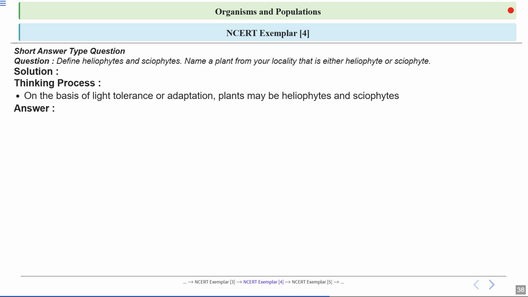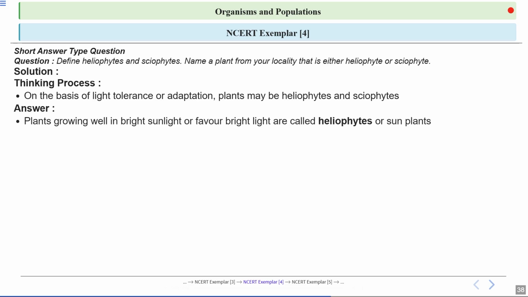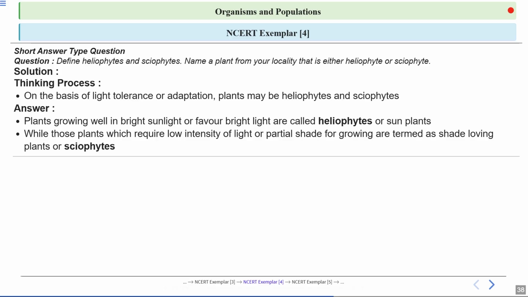Let's have a look at what heliophytes and sciophytes are. Heliophytes, also called sun plants, are those that grow best in bright sunlight. You can think of sunflowers or marigold. You must have seen them in gardens. They love being out in the open where the sun shines directly on them. These plants are adapted to make the most of the strong sunlight. On the other hand, sciophytes are shade-loving plants that need low light or partial shade to grow well.